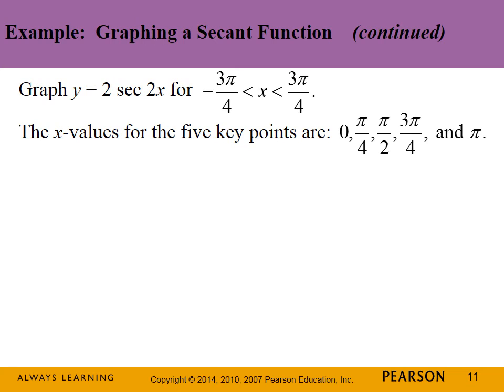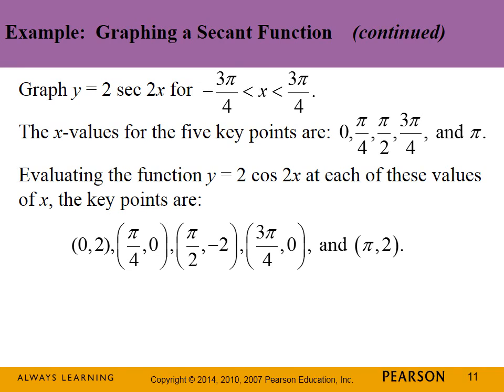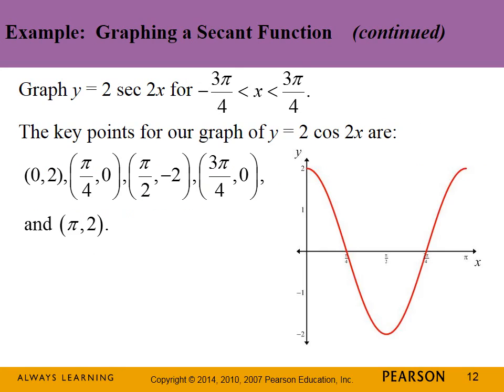Now we're going to plug those 5 values into the cosine function. Remember, we have to graph the cosine first to get the graph of the secant. You plug those 5 values in and you find that the points on the graph of the cosine function are (0, 2), (pi over 4, 0), (pi over 2, -2), (3 pi over 4, 0), and (pi, 2). So we're going to graph those 5, and one period of the function looks like this.